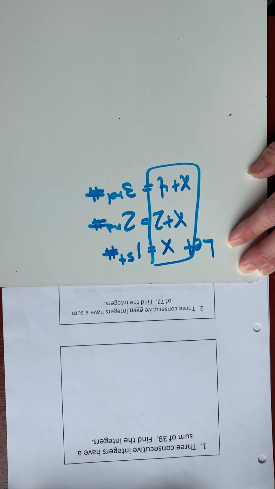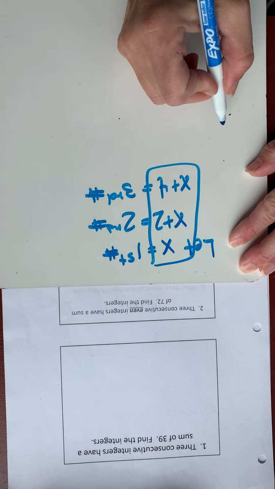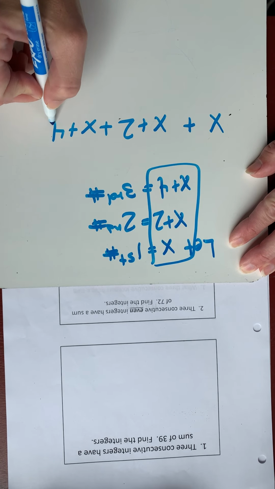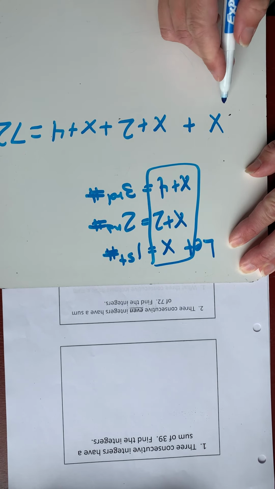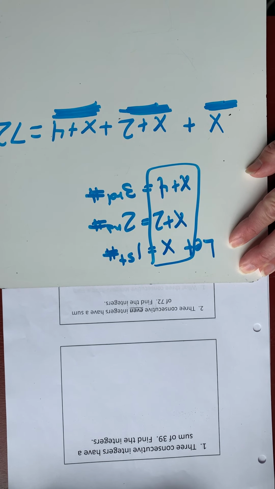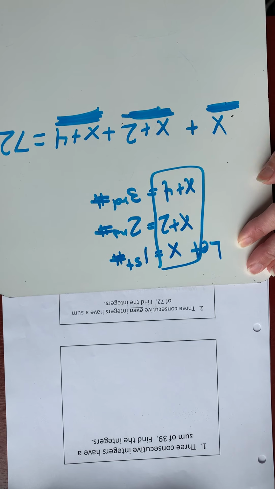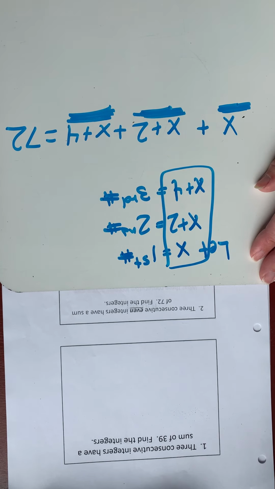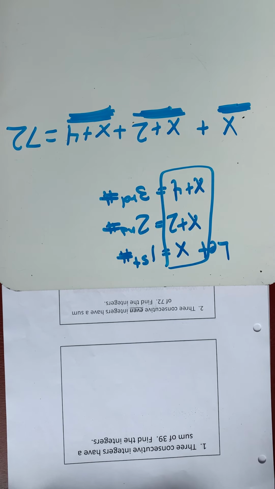Those are what I'm going to use for my expressions, my algebraic representations of the 3 numbers. And they have a sum of 72. So x plus x plus 2 plus x plus 4 is going to equal 72. Again, the first number, the second number, and the third number add up to 72. Once I get that equation set up, now it's super easy. So if that seems confusing, pause it, go back and watch that again. You just need to hear it sometimes a couple of times before it sinks in.